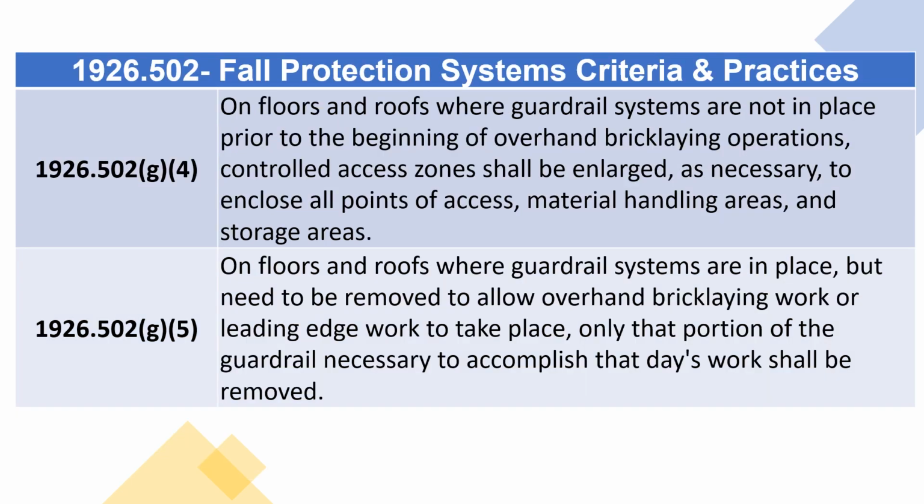1926.502(g)(4): On floors and roofs where guardrail systems are not in place prior to the beginning of overhand bricklaying operations, controlled access zones shall be enlarged, as necessary, to enclose all points of access, material handling areas, and storage areas. 1926.502(g)(5): On floors and roofs where guardrail systems are in place, but need to be removed to allow overhand bricklaying work or leading edge work to take place, only that portion of the guardrail necessary to accomplish the day's work shall be removed.